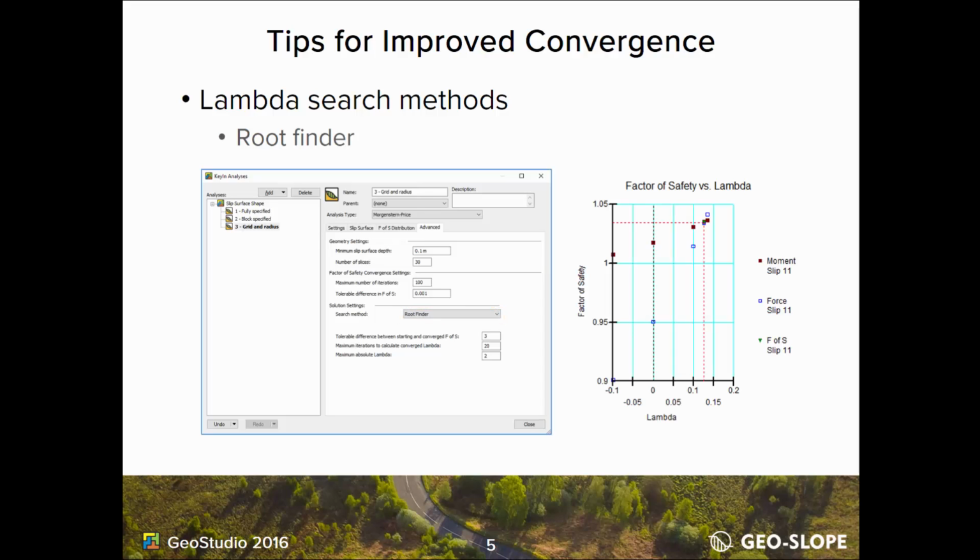The route finder method calculates the factor of safety for force equilibrium and factor of safety for moment equilibrium at 3 lambda values near 0. The results are used to estimate the lambda value at the intersection point. The factors of safety for force and moment equilibrium are then calculated at this lambda value. This forecasting technique is used until the difference between the two factors of safety is within a specified tolerance.